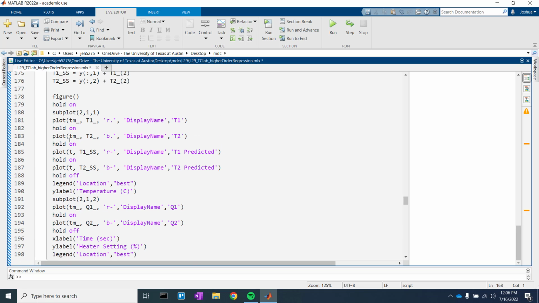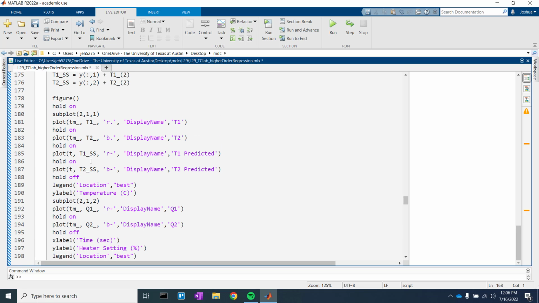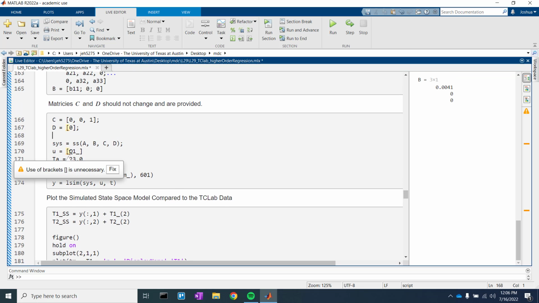The one problem is that, as we've seen before, I actually don't have the package to run this. I guess those brackets are unnecessary. We need the control toolbox, and because I have a limited license of MATLAB, I'm not able to do this. But I'd be happy to help you if you have any problems after running this.